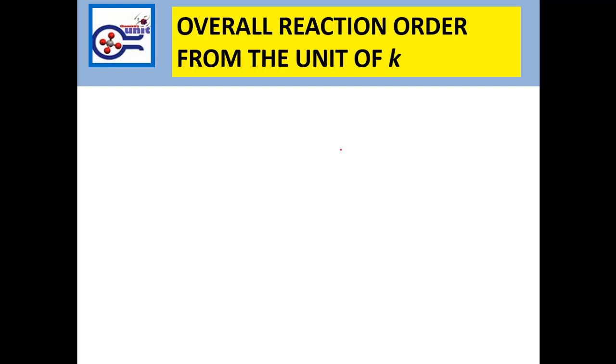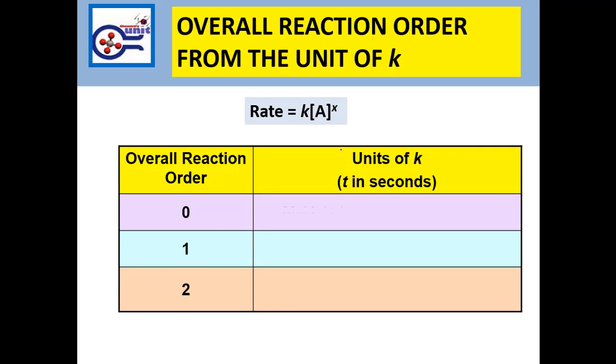Okay, so next kita boleh tentukan kita punya unit untuk rate constant K tu. Rate constant kita K tu ada unit. Daripada order of reaction, kita boleh tentukan unit rate constant kita. Contohnya kalau zero order, dia punya unit for rate constant kita adalah molar per second ataupun mole per liter per second. Kalau first order dia adalah per second, dan kalau second order dia adalah liter per mole per second.